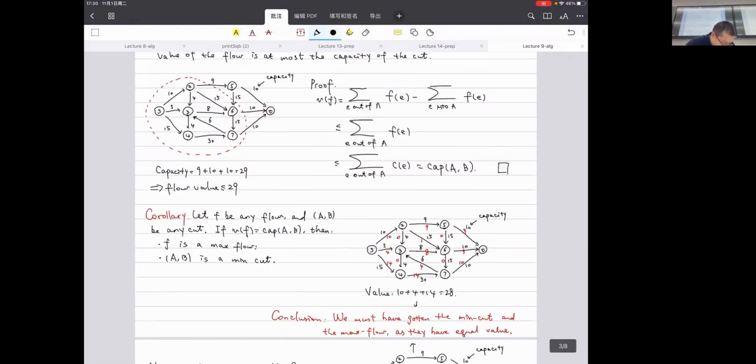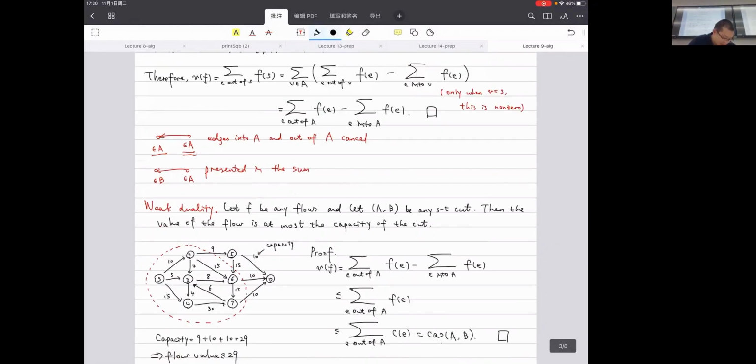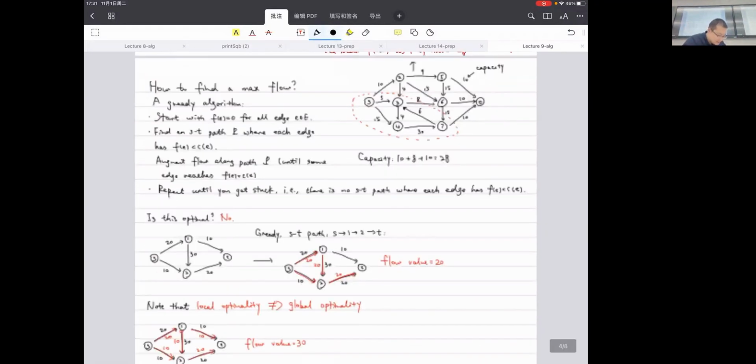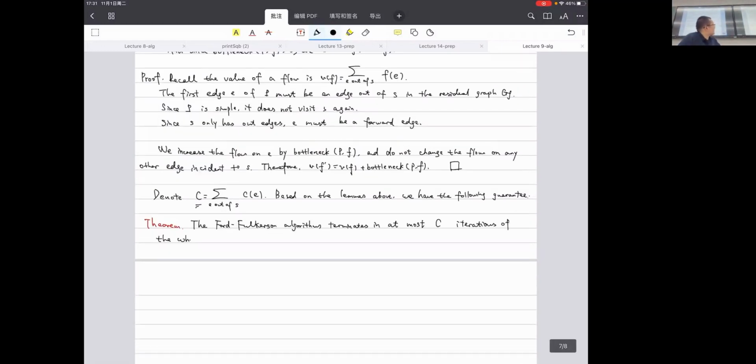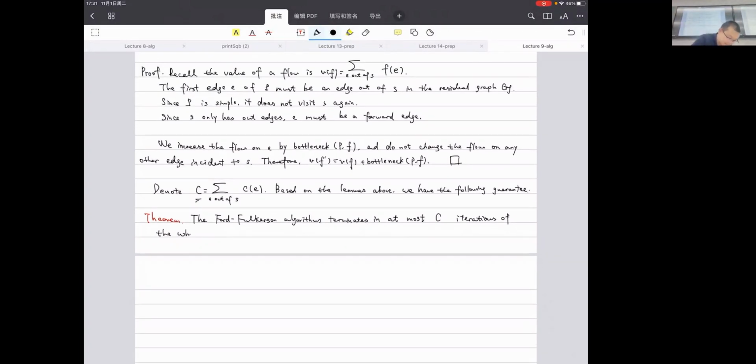lemma here. Basically the weak duality. So the weak duality, basically taking S as the set A here, is just going to give you the fact that the flow value is going to be smaller than the summation of all the capacities of all the edges coming out of S here, which is going to be smaller than 30 in this case. So definitely we know that C here is a hard upper bound. And each time we are going to increase it by at least 1 here. So we definitely know that the Ford-Fulkerson algorithm is going to terminate in at most C iterations of the while loop.